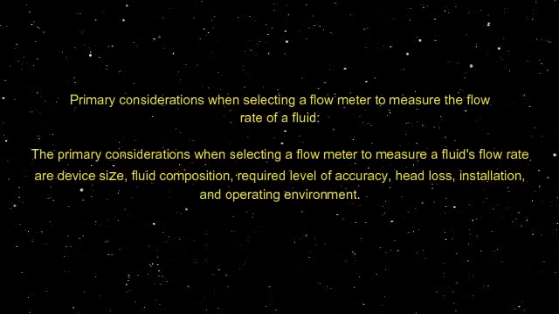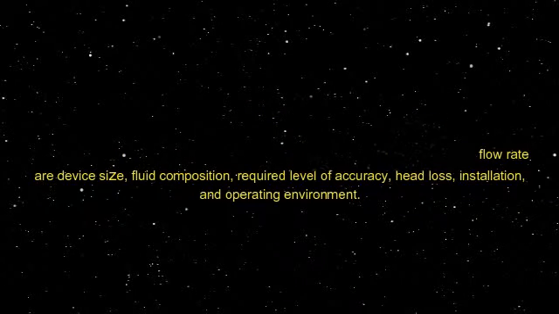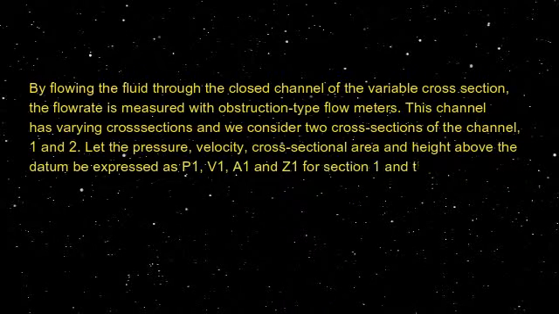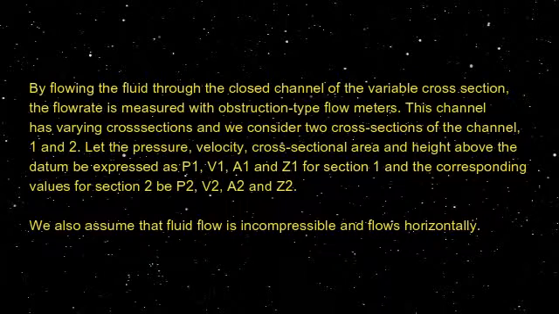The second point is, the primary considerations when selecting a flow meter to measure a fluid's flow rate are device size, fluid composition, required level of accuracy, head loss, installation and operating environment. The last point is, by flowing the fluid through a closed channel of variable cross-section, the flow rate is measured with obstruction type flow meters.